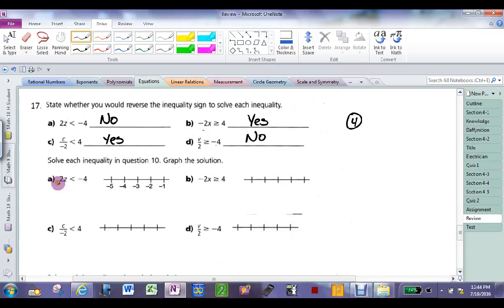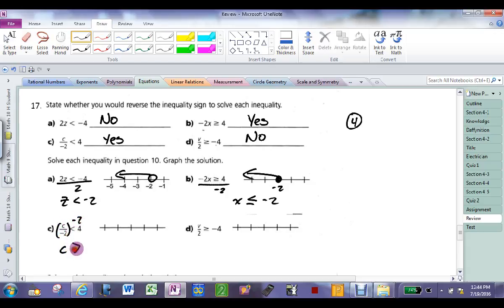Now solve it. Divide by 2. Z less than negative 2. Divide by negative 2. X less than or equal to negative 2. Multiply by negative 2. C greater than negative 8. And multiply by 2. V greater than or equal to negative 8. Good?